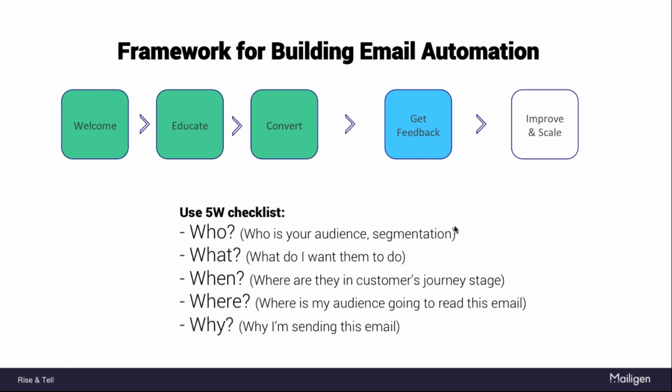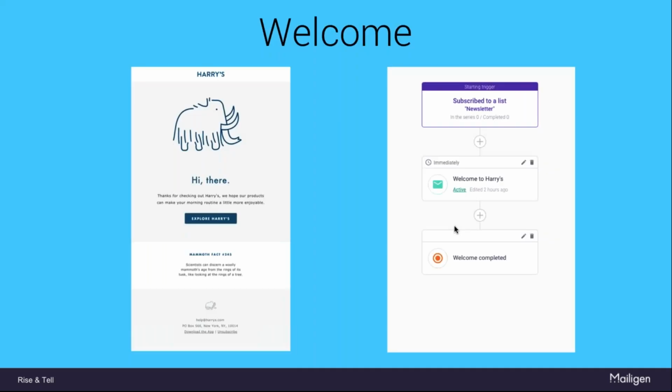And I see a lot of times this 5W checklist changes email content dramatically. From when you had a very complicated message, this 5W checklist allows you to simplify the content and have a much clearer message. So write these things down: who, what, when, where, and why. All right, let's look at a simple example of an automation that welcomes a customer.